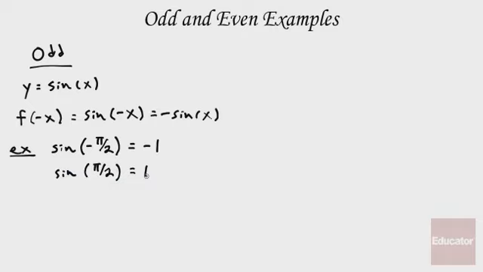And I'm claiming that that's true for every x. The fact that it's true for every x is what makes y equals sine of x an odd function. And if we look at the graph of y equals sine of x, we can confirm that we're dealing with an odd function. Here is what the graph of sine of x looks like, roughly speaking.